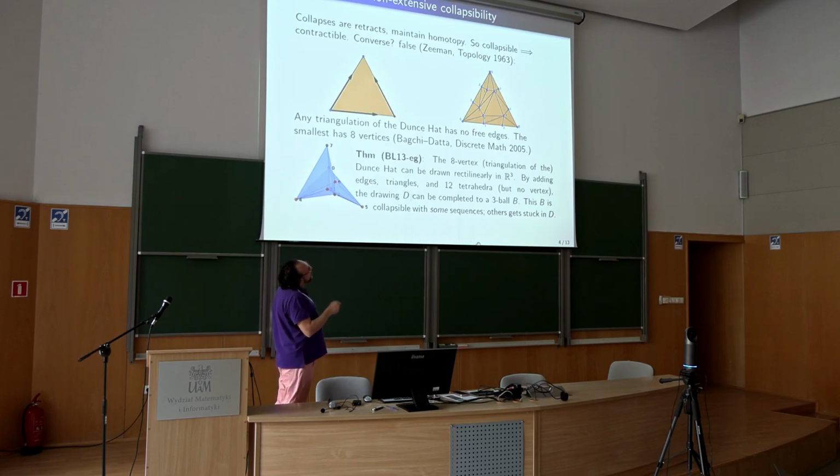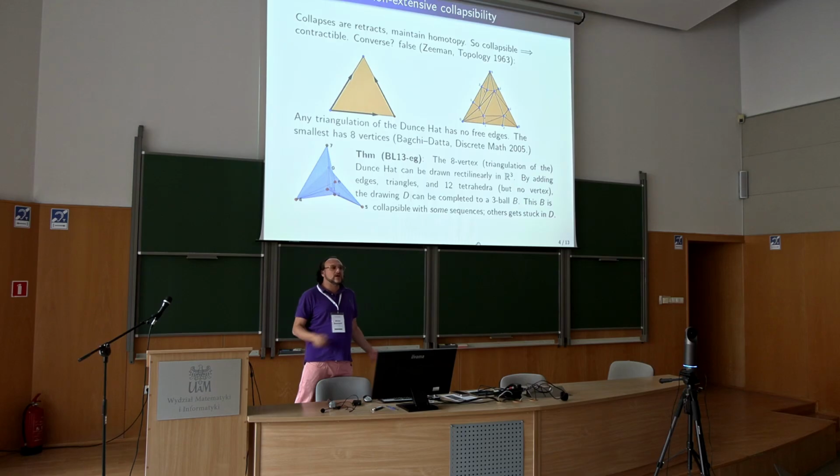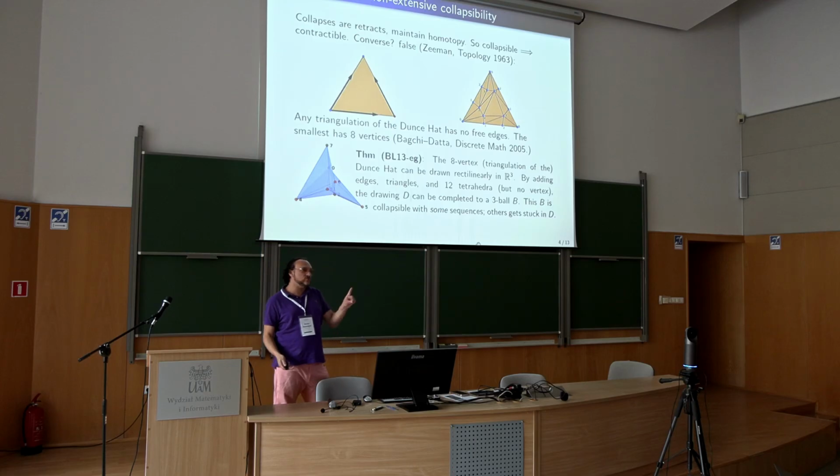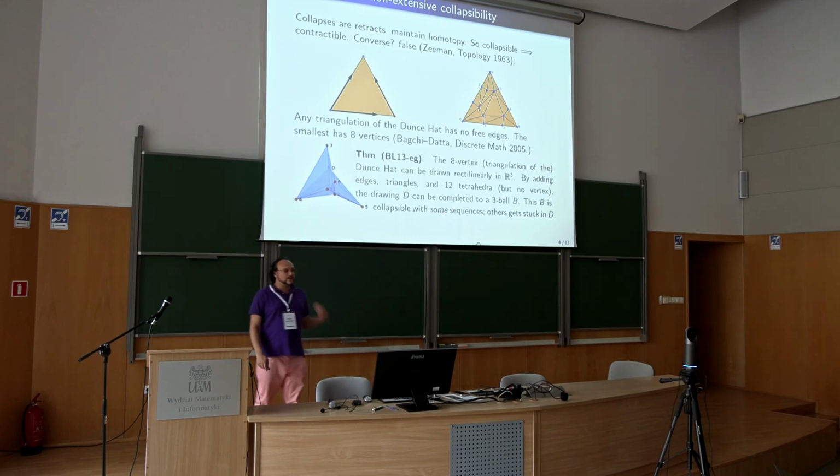So maybe I should say, why is this not collapsible? It's not collapsible because you're stuck in the very beginning. There's no free edge. The edges from the inside belong to 2 triangles. The edges from the outside, due to this triple identification, belong to 3 triangles. So there is no edge that belongs to 1 triangle only. So when you start doing elementary collapses, you're stuck at the very beginning. Any questions on this? Okay.